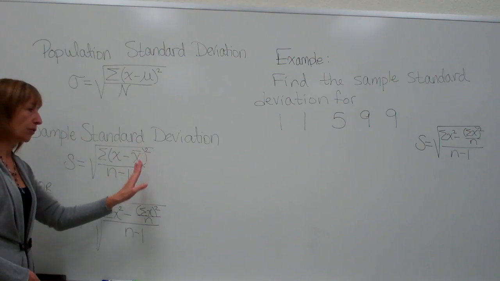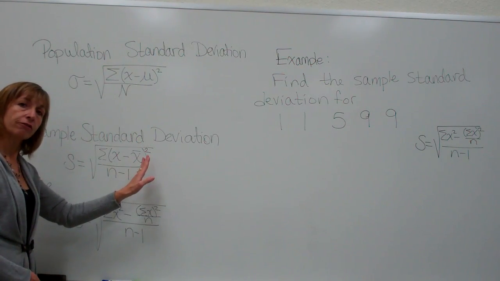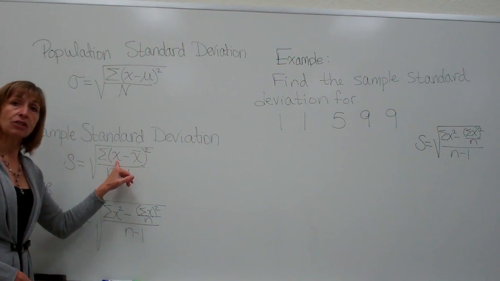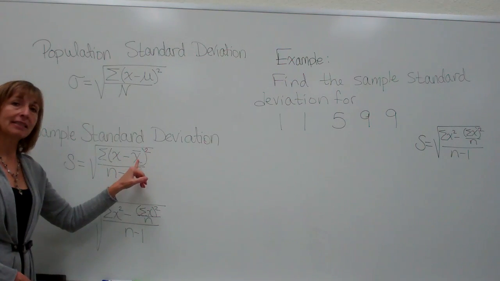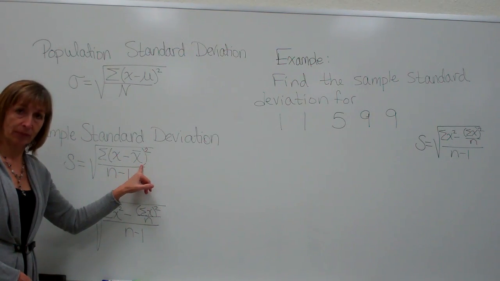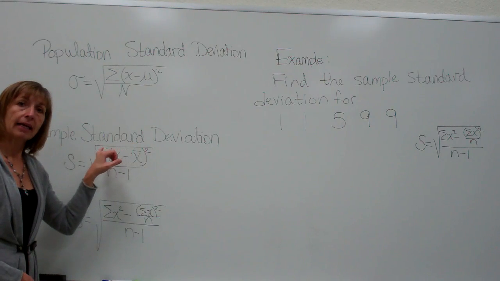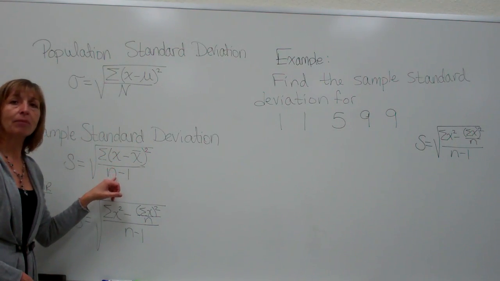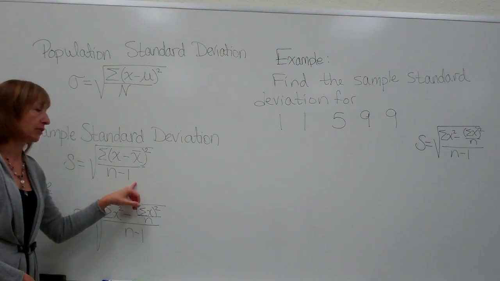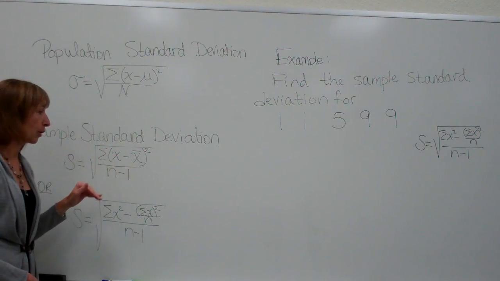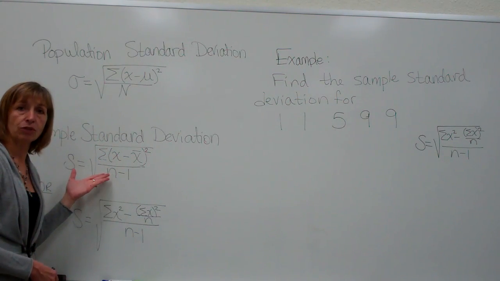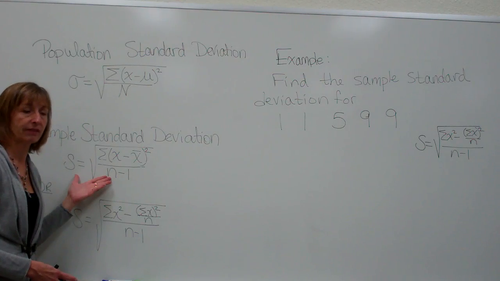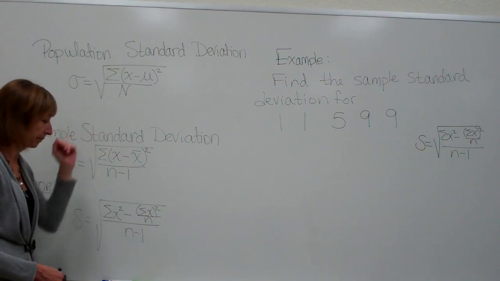And when we show the definition formula, we still take each individual value and subtract off its sample mean, square that, add those up, and then divide by the number in our sample minus 1. So the formulas differ a little bit to adjust for the fact that you just have the sample for your standard deviation instead of the entire population.